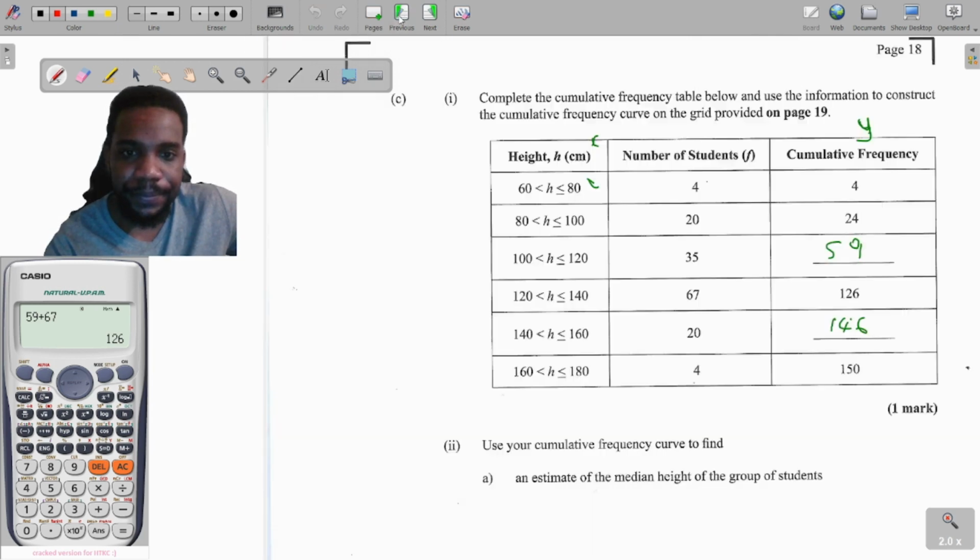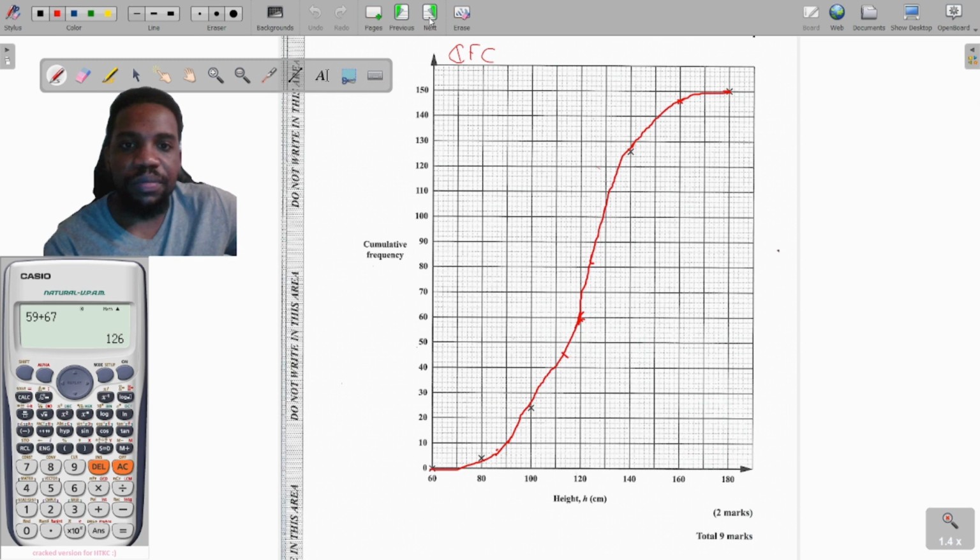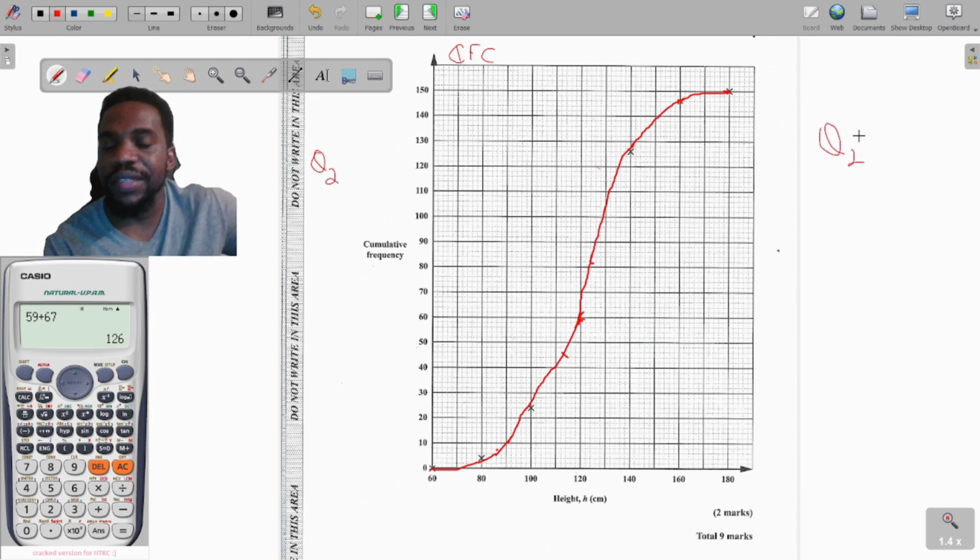All right, let's go back. They said using your frequency curve, find an estimate of the median height of the group of students. Now the median, which we can call Q2, or the second quartile, is halfway. Median suggests middle, right? So it's going to be half the cumulative frequency. That's going to be the position of Q2, which is the median. So it would be a half of the cumulative frequency.